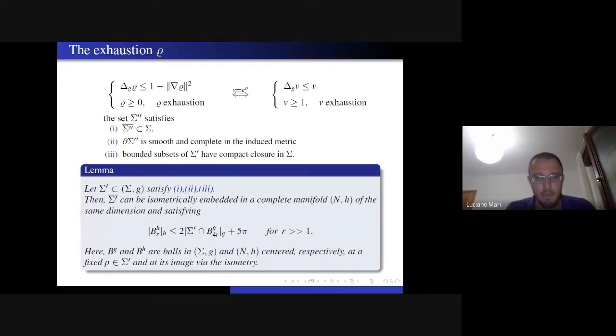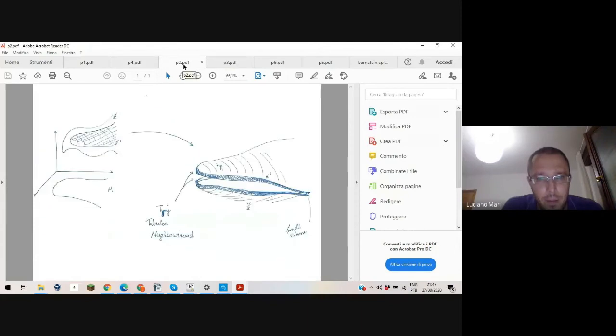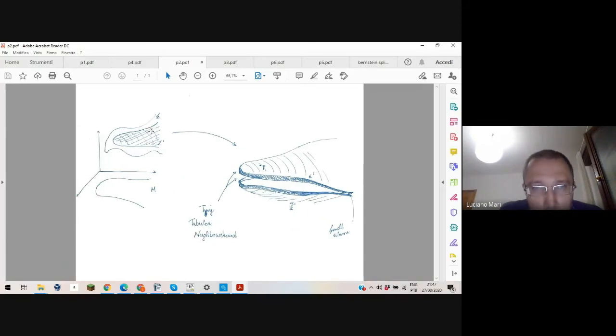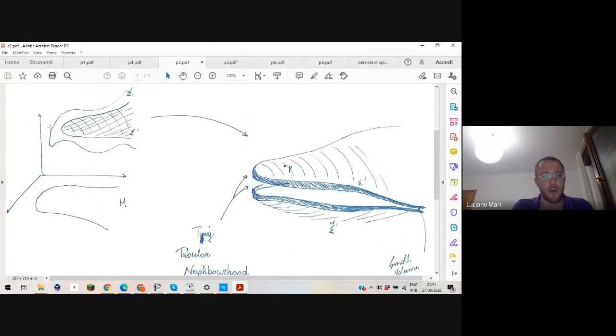A drawing, this might be a little bit confusing, but the drawing is very simple. So on the right here, we have our manifold M. This region is omega. The graph over omega is all this sigma, and inside of sigma we have a sigma prime.